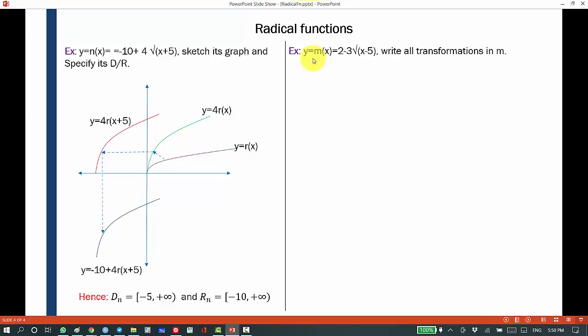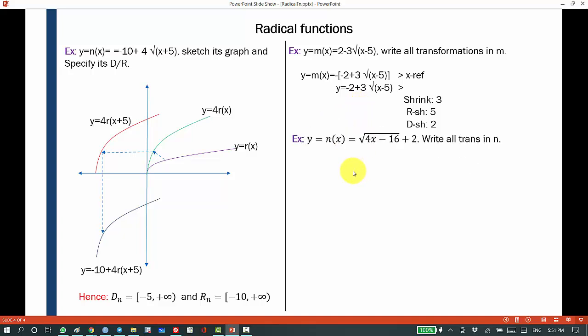Next, consider the function y is equal to m of x and write all transformations here. Taking minus 1 as a common factor, we get minus 2 plus 3 times square root of x minus 5. This minus outside indicates that we have an x reflection. Inside we have the shrink factor of 3, a right hand side shift of 5 units, and a downward shift of 2 units.